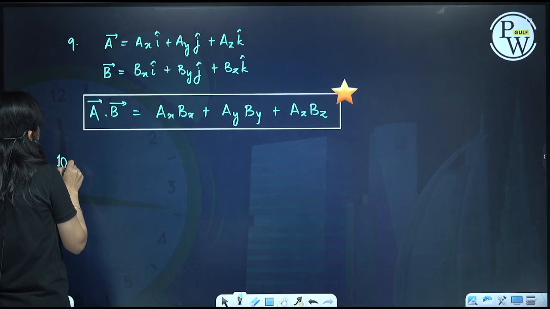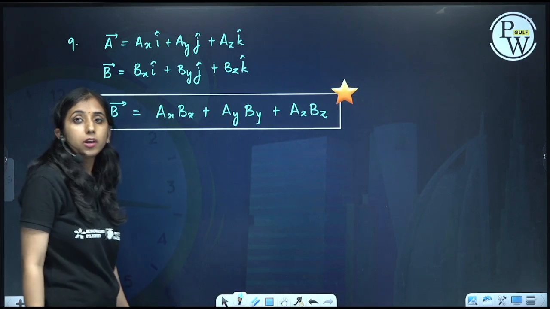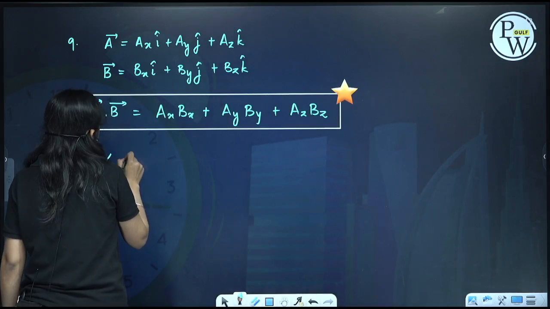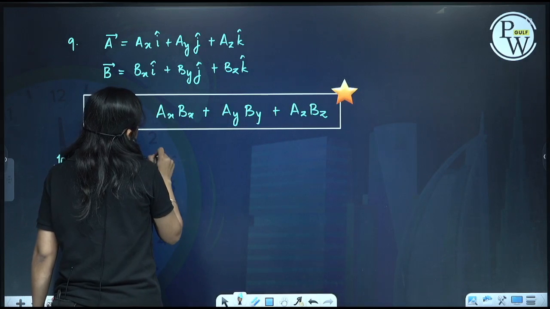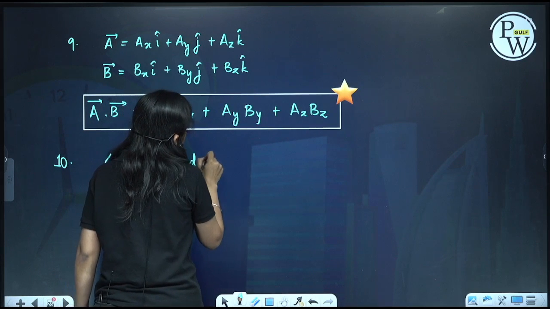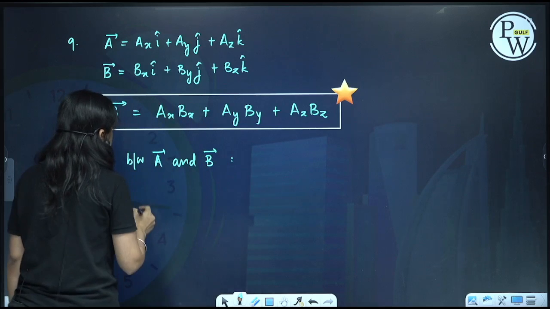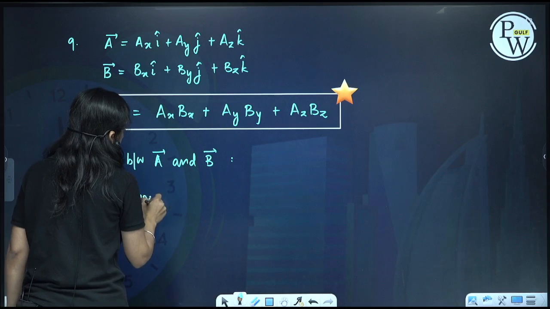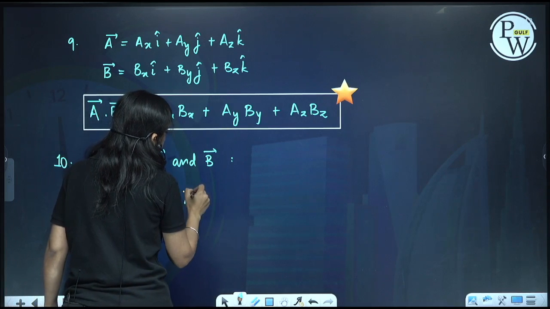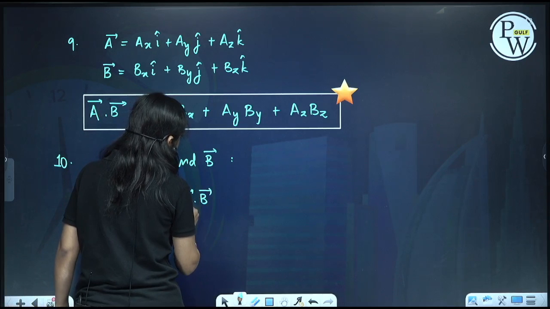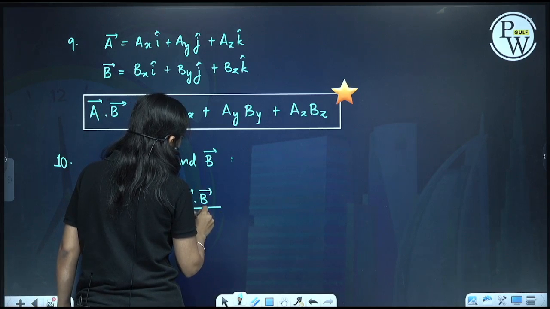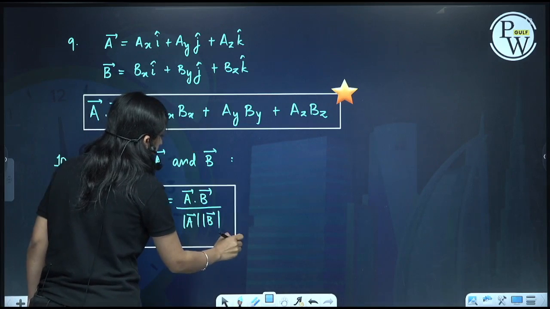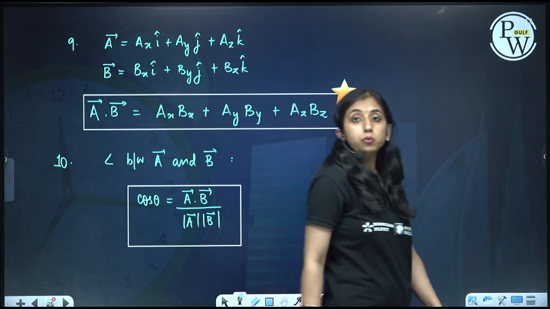Next, if we are given two vectors in Cartesian form and we want to find the angle between them, the angle between A vector and B vector, we can write cos theta is equal to A dot B divided by magnitude of A into magnitude of B. This is how we can find the cos of the angle between two vectors.